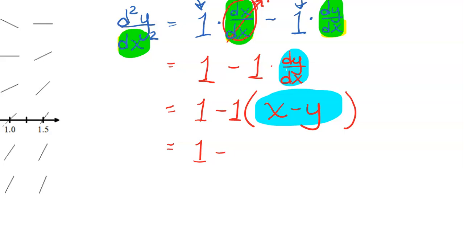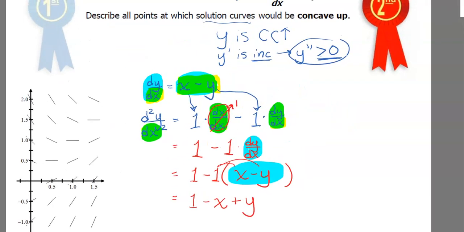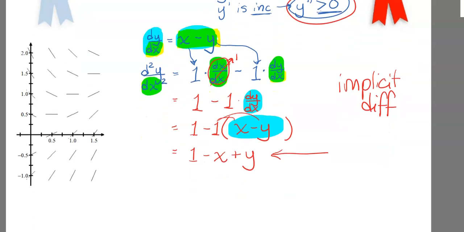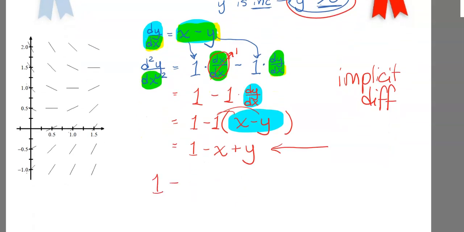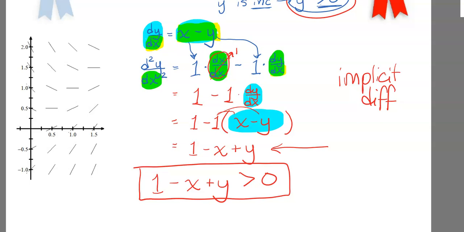1 minus 1x, and then distributing, it's a plus y. So this is my second derivative. There was some implicit differentiation there, but I have my second derivative, which now means we just use the blue sheet. I need my second derivative, 1 minus x plus y, to be greater than 0. And again, that's a fine answer.